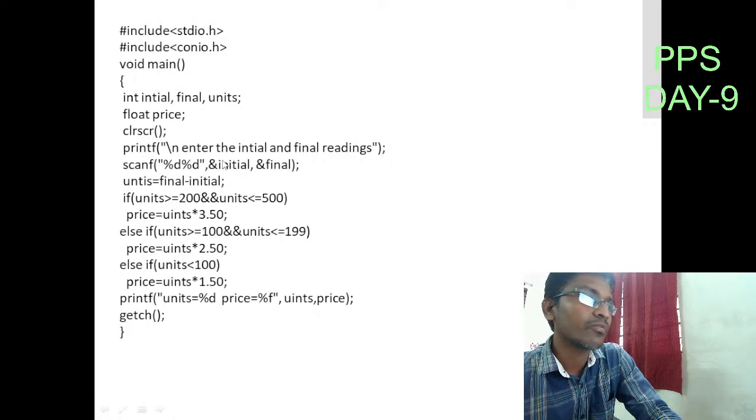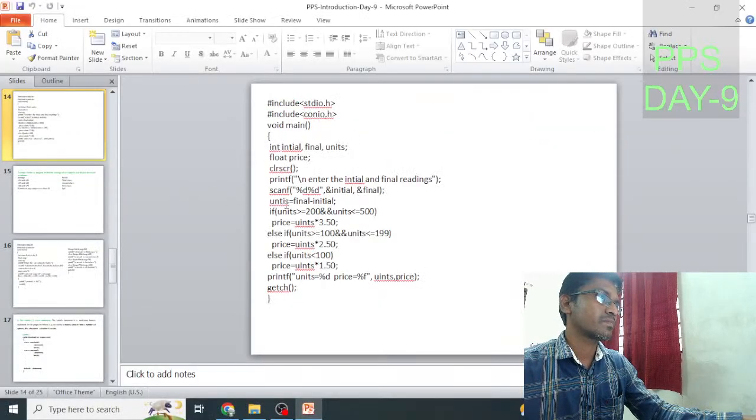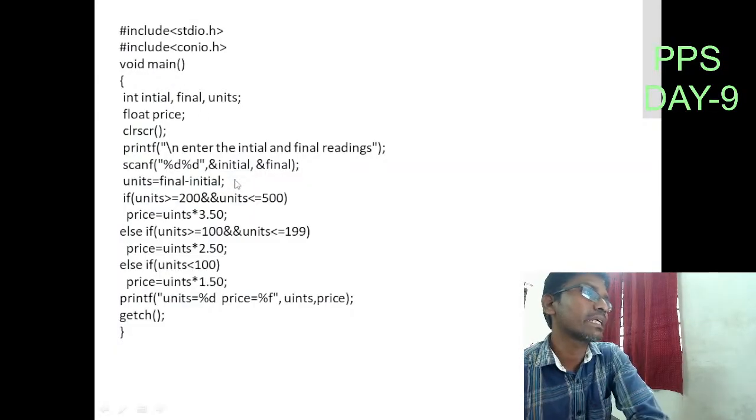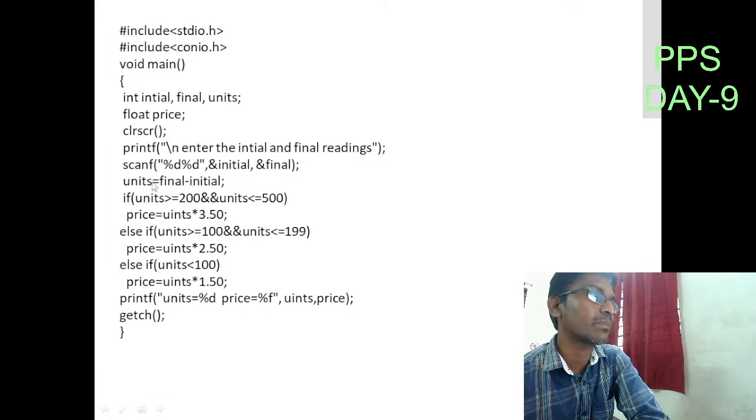So this is a program for generating an electricity bill. Here I am first reading the initial and final meter readings. I am going to take the initial meter reading, and after the electricity is consumed, the final meter reading. Then with the help of the initial value and final value, I will compute the number of units. After finding the final and initial meter readings, I want to compute the number of units of electricity consumed. For example, the final reading is 500 and the initial reading is 200.